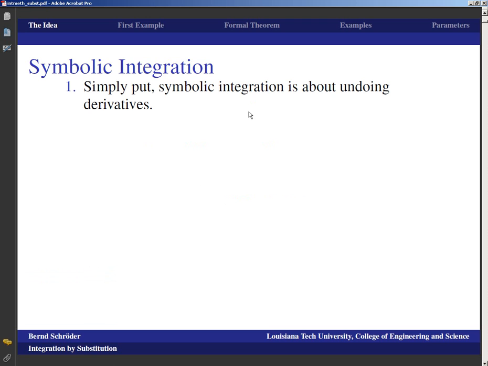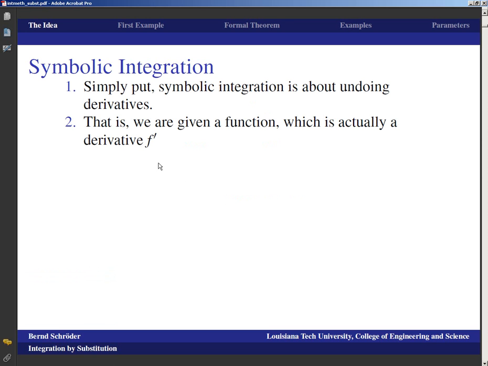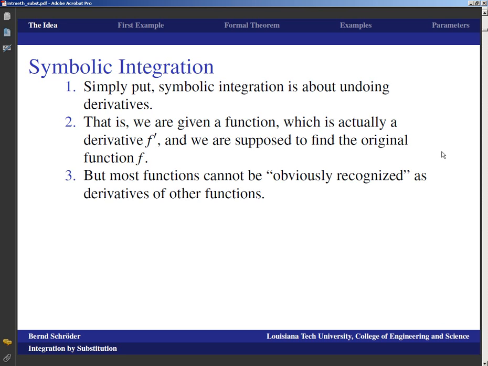Symbolic integration, simply put, is about undoing derivatives. We've seen that. And that means we're given a function which is actually a derivative f prime, and we're supposed to find the original function f. But most functions cannot be obviously recognized as derivatives of other functions. In the first presentation, we've simply just written down differentiation rules backwards, and those were our integration rules. Well, how likely is it that you actually will run into a function that looks exactly like one of those 7 or 8 functions that we had on that slide in that previous presentation?